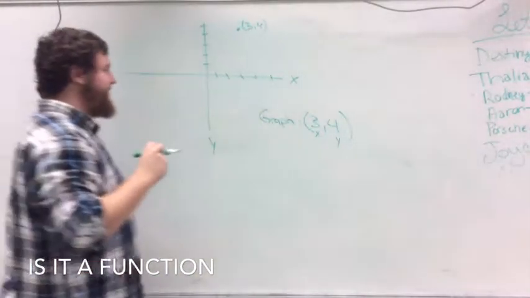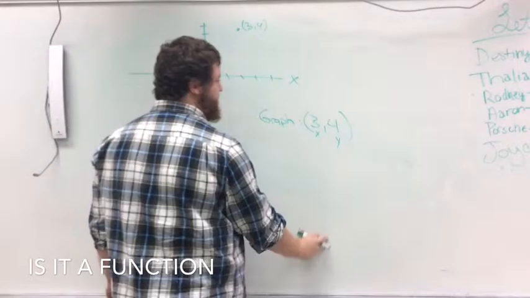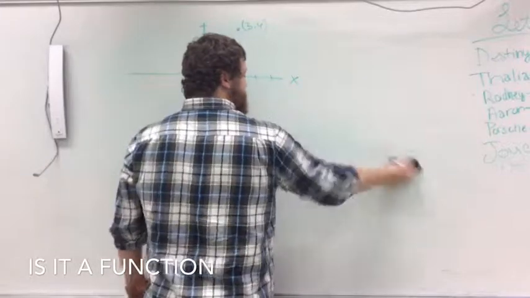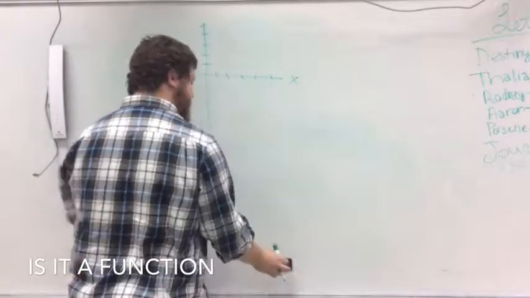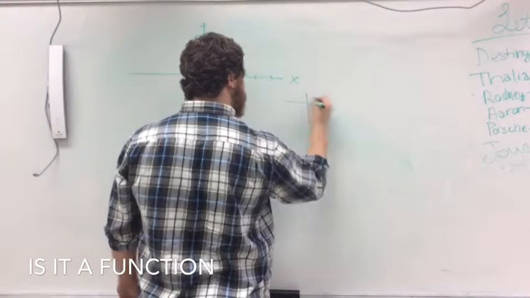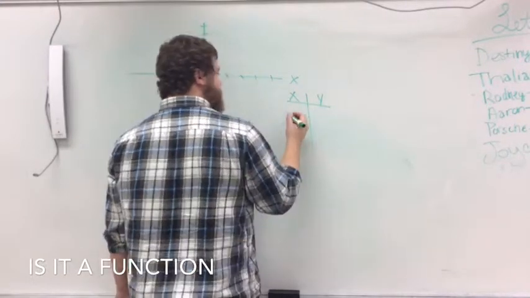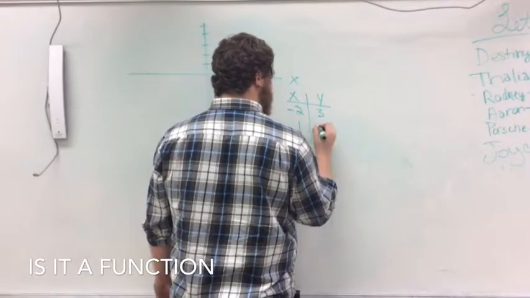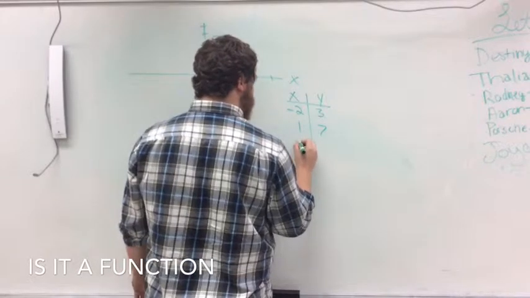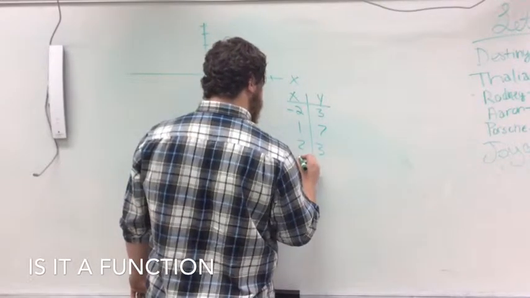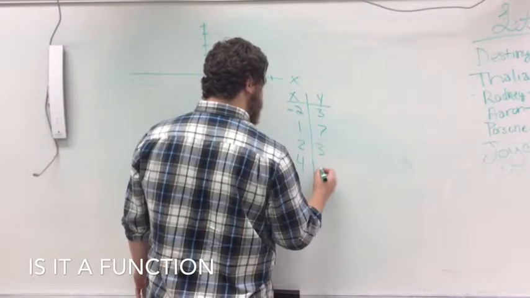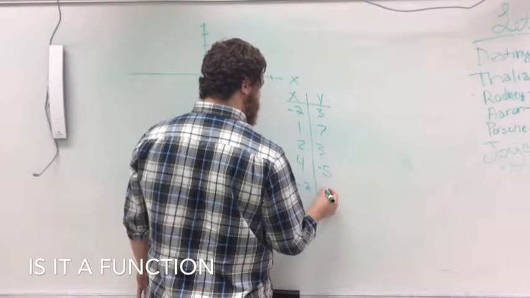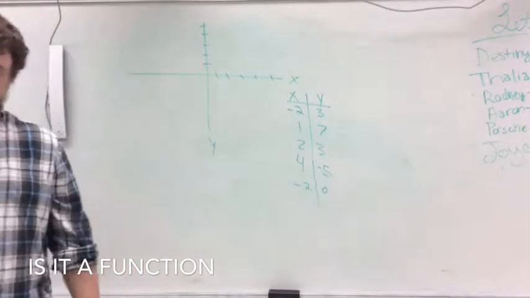Now, what if I give you a table of points, and I'm asking you if that table is a function? Well, we're going to see something. That's obviously how to graph a point, but we're going to graph this. So I give you a table of x's and y's, and I tell you to graph -2, 3; 1, 7; 2, 3; 4, -5; and -2, 0. We're going to graph those points and see if that is a function.